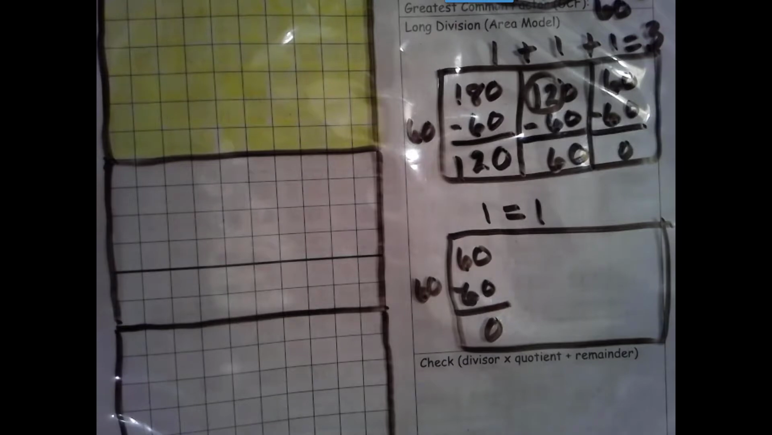So let's go ahead and check with our inverse operation. Divisor times quotient plus remainder. Since our remainder for both is 0, and the identity property of addition says when you add 0 it stays the same, we don't need to actually add 0. What we have right here is the identity property of multiplication. When you multiply by 1, it stays the same.